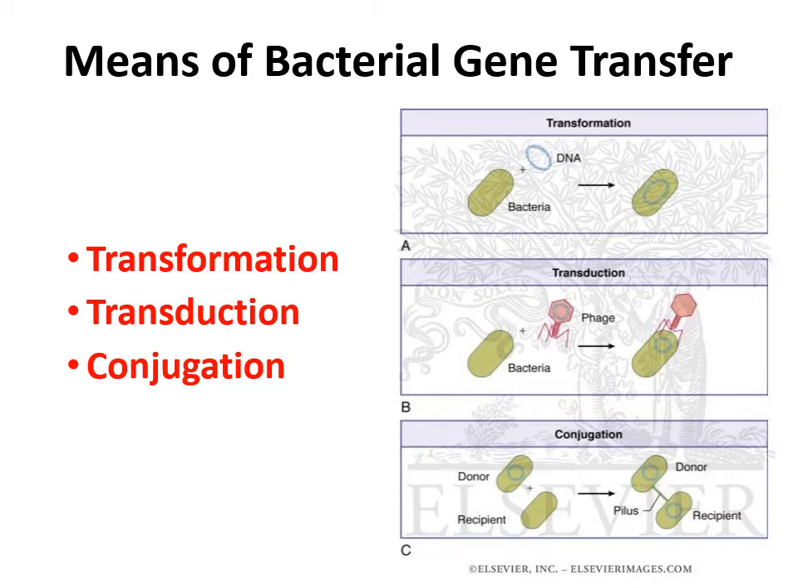Okay, so when you look at these three forms of gene transfer, ask yourself, how is the bacteria getting the new DNA? In transformation, the bacteria is getting pure DNA from the surrounding area. In transduction, the bacteria is getting new DNA from a virus. And lastly, in conjugation, the bacteria is getting new DNA from another bacteria cell.